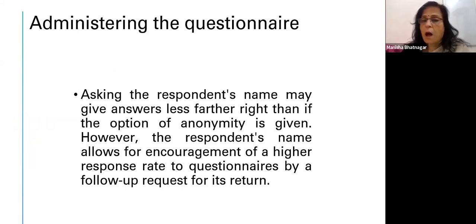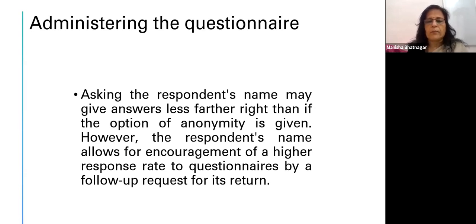Now you can ask the name of the respondents. It depends totally upon the situation. At places you may need them to give their candid opinion, their frank views. Then you need not insist upon their giving their names. So asking the respondent's name may give answers less frank than if the option of anonymity is given. So people will give their frank opinions if they're not under the fear that they will be known. Like who is writing this is not known, then it is easier for people to come forward.